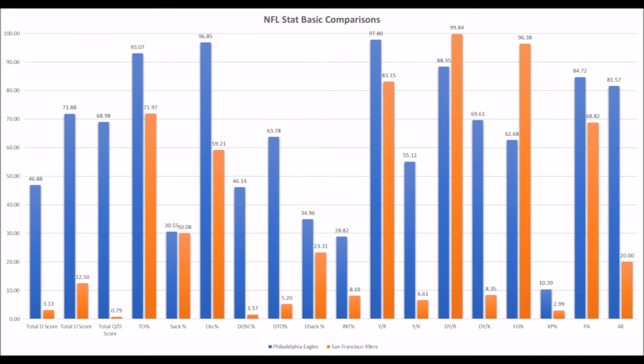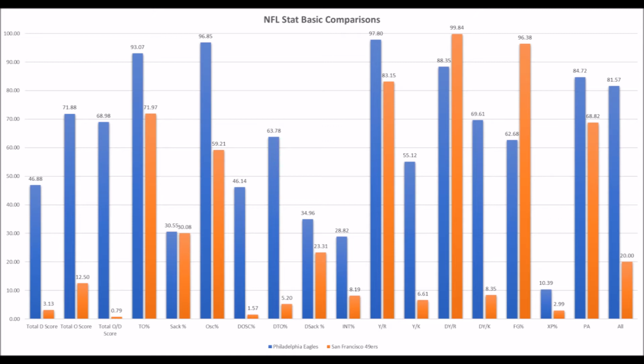Then you get into special teams data. Punt return yardage more so in favor of the Eagles. Kick return yardage more so in favor of the 49ers. Preventing punt return yardage is more so with the 49ers. Preventing kick return yardage is more so with the Eagles. Field goal percentage is surprisingly with the 49ers.